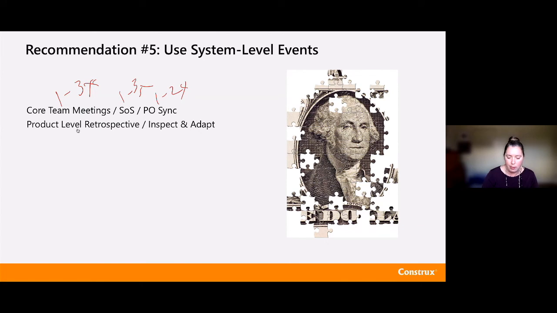I also want a product level retrospective or an inspect and adapt meeting on some regular rhythm. I want to make sure that we get together above the teams and talk about what's happening from a system level that we need to address.